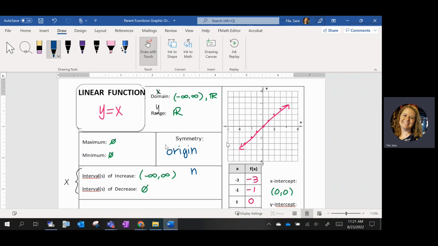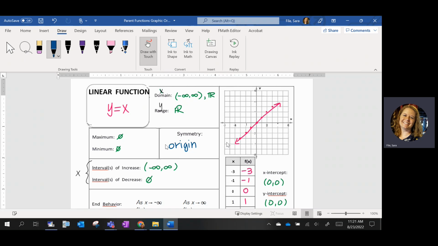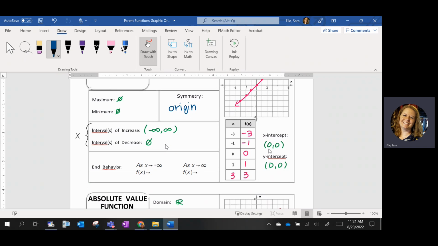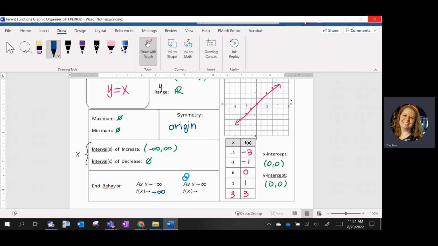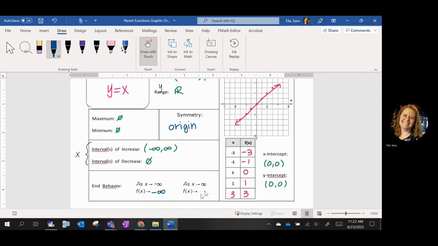All right, what about end behavior here for the linear function? As x approaches negative infinity, so the left side of the graph, what's happening to f of x? What's it approaching? Also negative infinity, good. What about the right side of the graph? As x approaches infinity, what's f of x approaching? Positive infinity. Okay, there we go, good. So everything should now be filled in about the linear parent function.